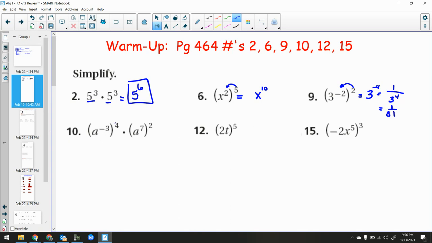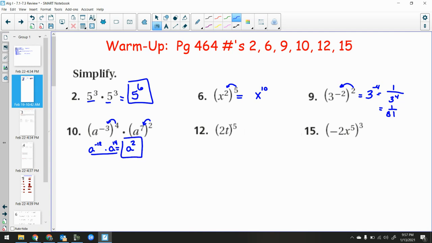Here, again, power to power. So I multiply: a to the negative 12. Multiply here, a to the 7th to the 2nd is a to the 14th. And now, kind of layers on top here, one of those rules where, since I'm multiplying with the same bases, I add exponents. So a to the negative 12th times a to the 14th should be a to the 2nd power.